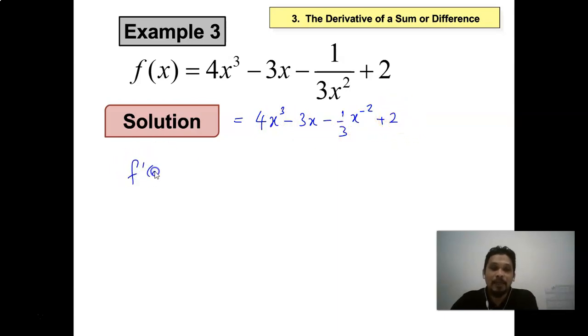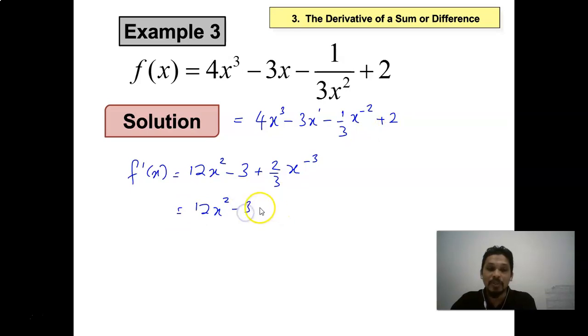Then f prime x equals 3 times 4 equals 12x squared. Then this is x to the power of 1, so times -3 equals -3, and x to the power of 1 minus 1 equals x to the power of 0, which equals 1. Then -2 times -1/3, negative times negative is positive, then 2 times 1/3 or 2/3, x to the power of -2 minus 1 equals -3, and differentiate 2 equals 0. Then we get 12x squared minus 3 plus 2/3 x cubed.